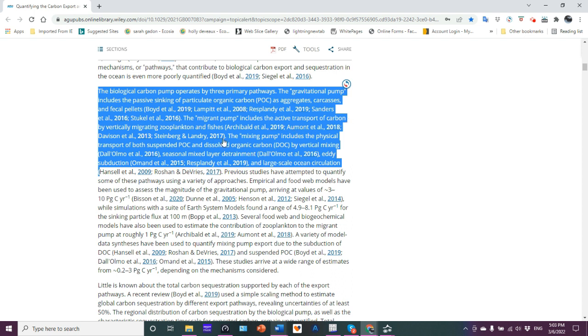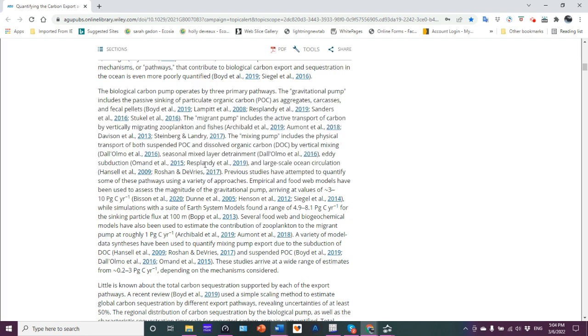Okay? The mixing pump includes the physical transport of both suspended POC, particulate organic carbon, and dissolved organic carbon, DOC, by vertical mixing, seasonal mixed layer detrainment, eddy subduction. Then Resplandi et al. in 2019, large-scale ocean circulation.